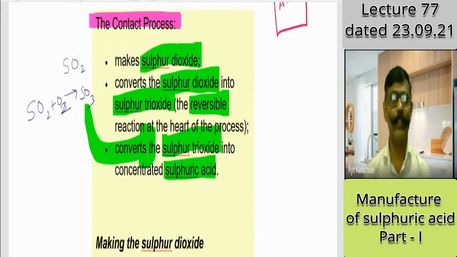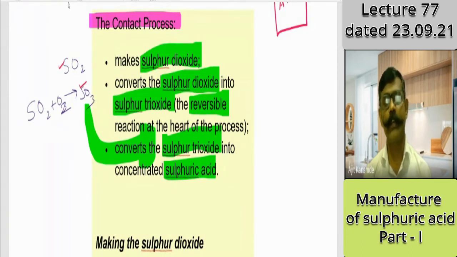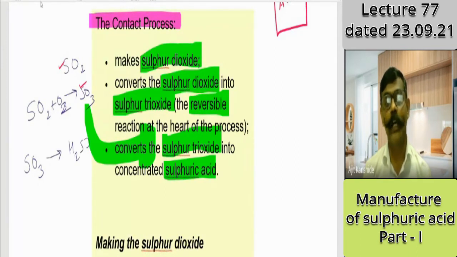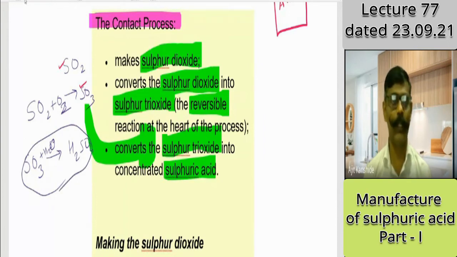It is a 3-step concept. First step, manufacture of sulfur dioxide. Second step, manufacture of sulfur trioxide. And last step, from sulfur trioxide I have to obtain H2SO4. How? That we will see. One can think of the addition of H2O to get H2SO4, but the process is somewhat different. We'll think about that. Are these 3 points for the contact process clear to you?